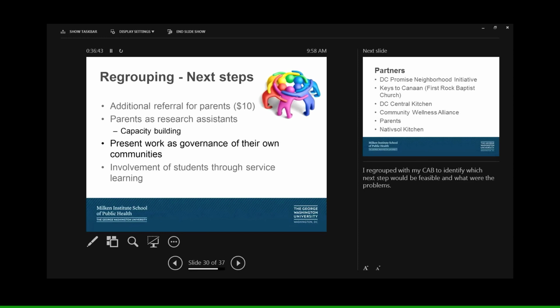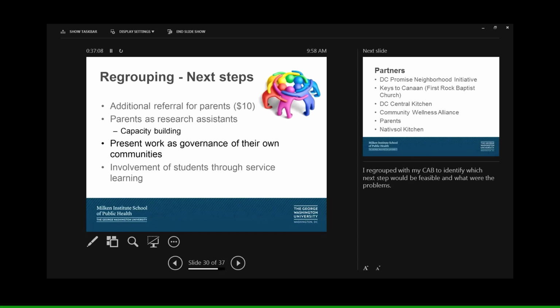And the community organizers are really emphasizing that we present this work as governance of their own communities rather than research from GW. I'm thinking that's what I always thought we were doing, but apparently it was seen differently, especially when we have to show them the IRB and informed consent form. This is research from GW. I'm doing something for you. I'm doing a favor for you. So we're reworking how to present this.